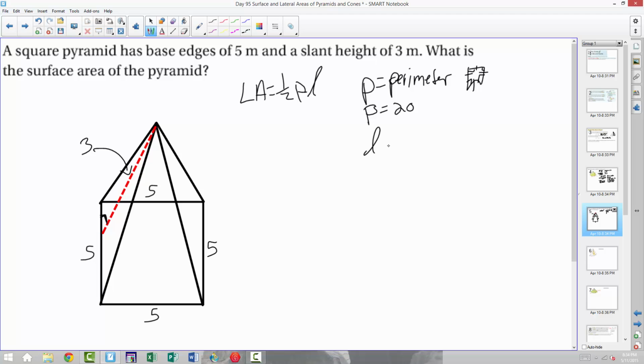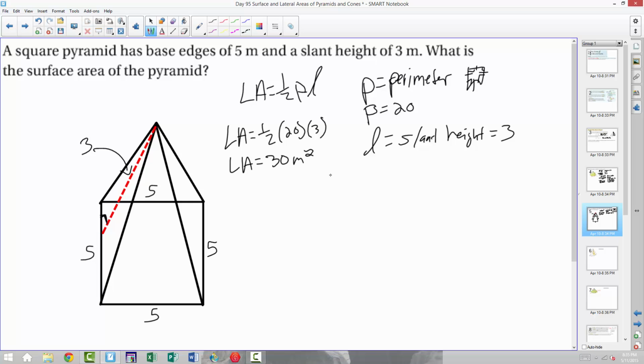L, the slant height, is 3, because that's given. So my lateral area, substituting in, is half times the perimeter times the slant height. Half of 20 is 10, 10 times 3 is 30. So my lateral area is 30 meters squared.